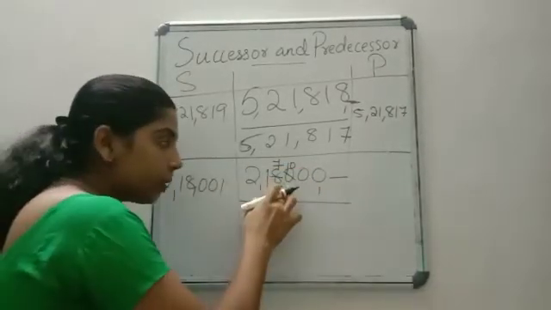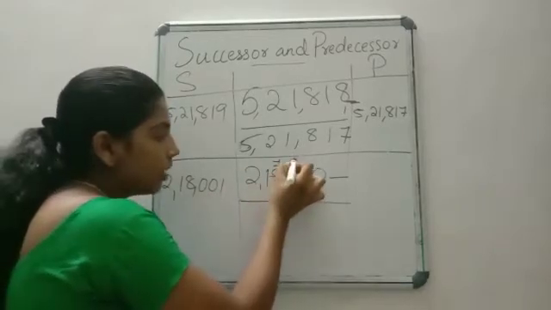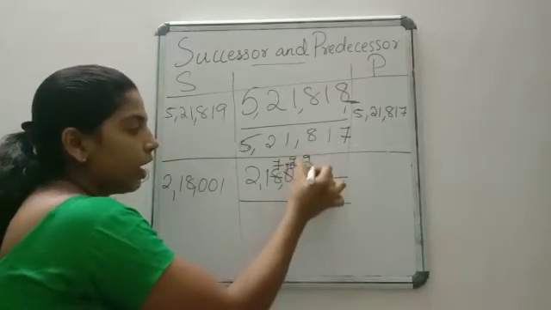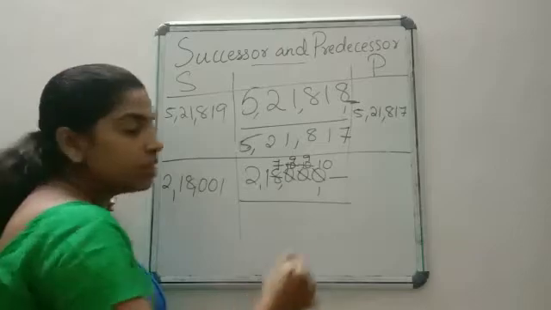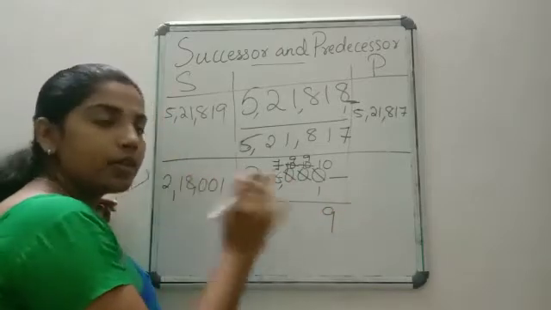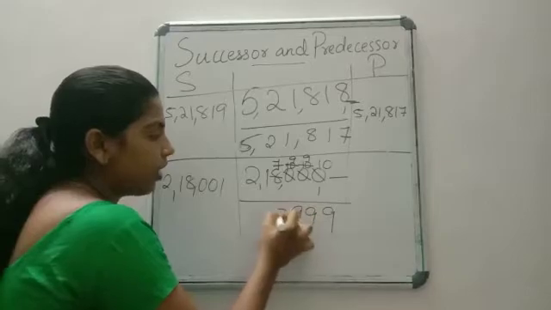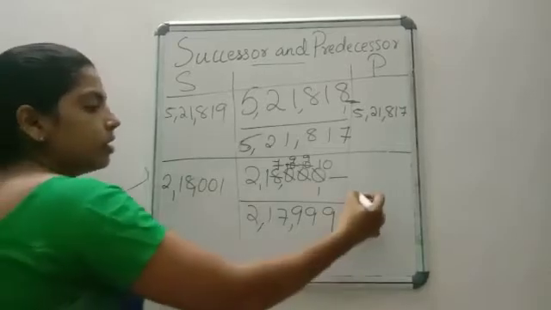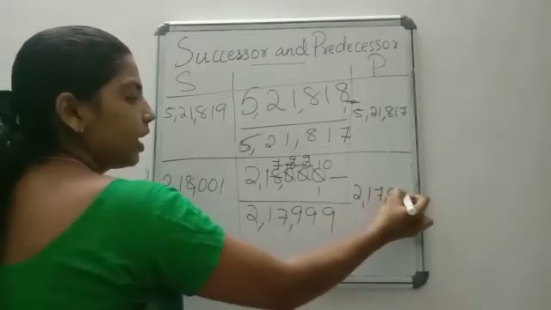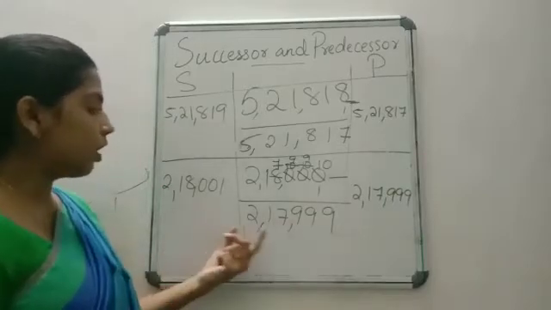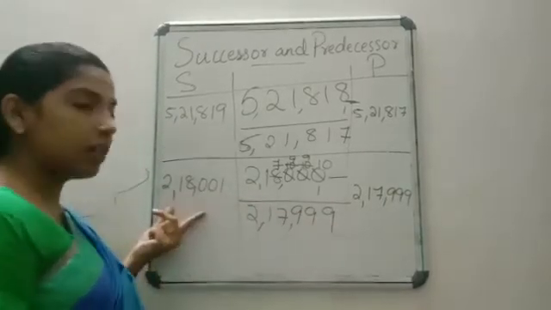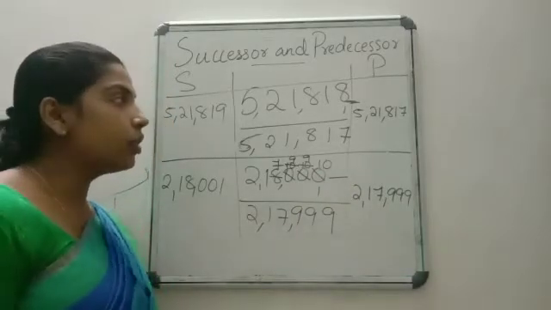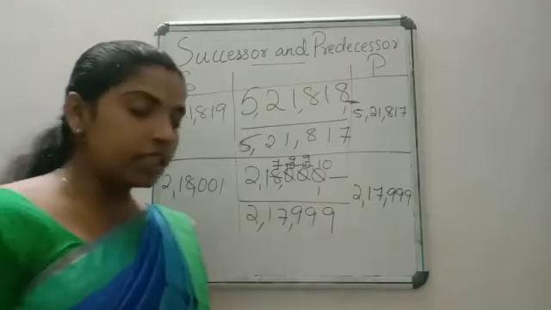Now from this place we have to give to the other place. So this 10 will become 9 and the next number will become 10. Again we have to give 1. So 9 and this is 10. So 10 minus 1 is 9. Next we can write those numbers as they are. 9, 9, 7, 1, 2. So the predecessor of this given number is 2,17,999. So the successor of 2,18,000 is 2,18,001 and the predecessor is 2,17,999. Is it clear? Now did you understand how to find the successor and predecessor of a given number?